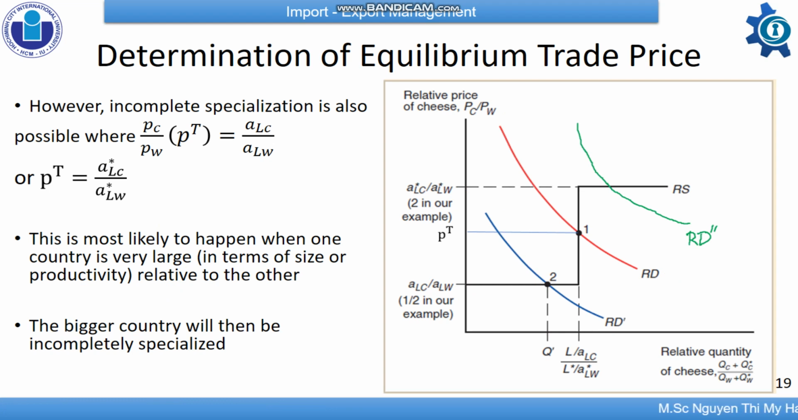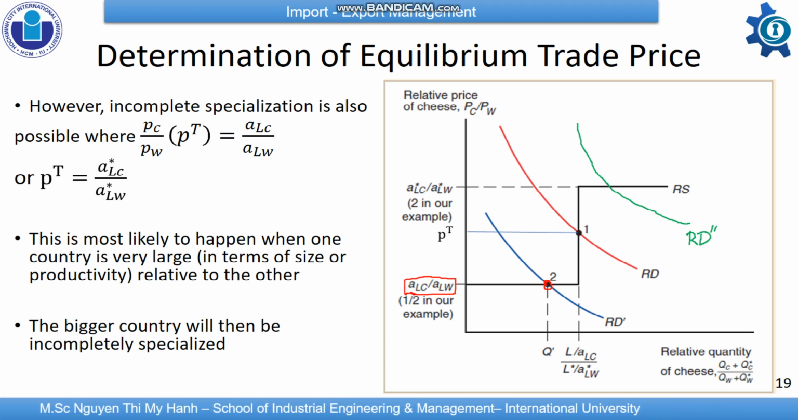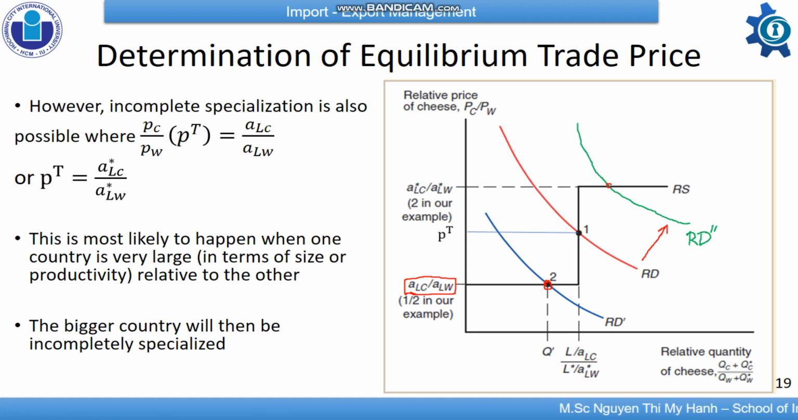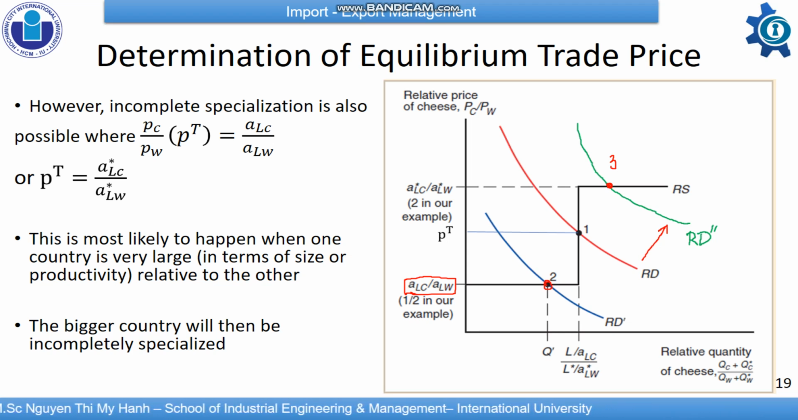In the case of incomplete specialization, it's also possible. For example, in this blue line, we can see the intersection between the demand and the supply, and it's where the relative price of cheese is equal to the relative unit labor requirement, ALC divided by ALW. Or here, when the demand for cheese becomes the green line, we can see the intersection at point 3, between supply and demand. We also have the relative price of cheese equal to the relative unit labor requirement in the foreign country.